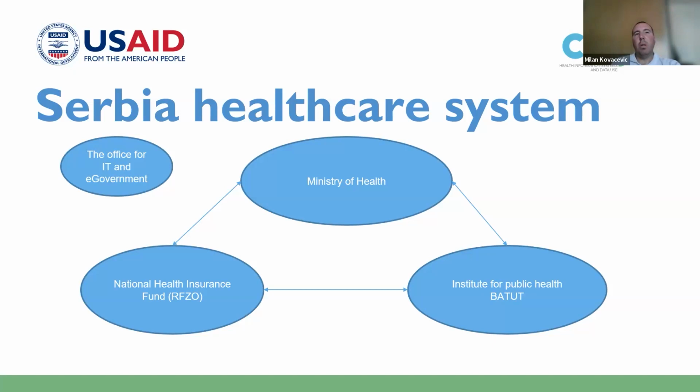Although these organizational structures were in place, the government was lacking a current e-health strategy and action plan, with the most recent document having lapsed back in 2015.